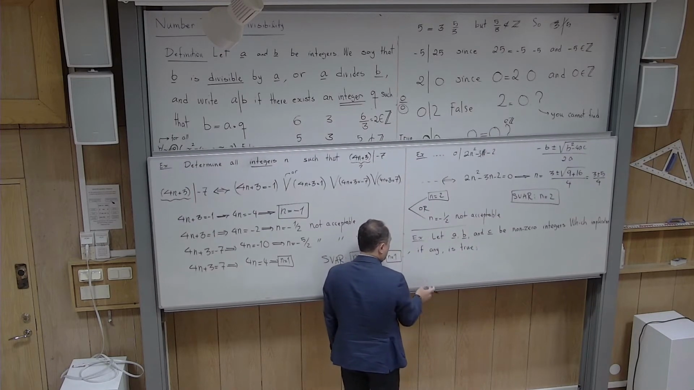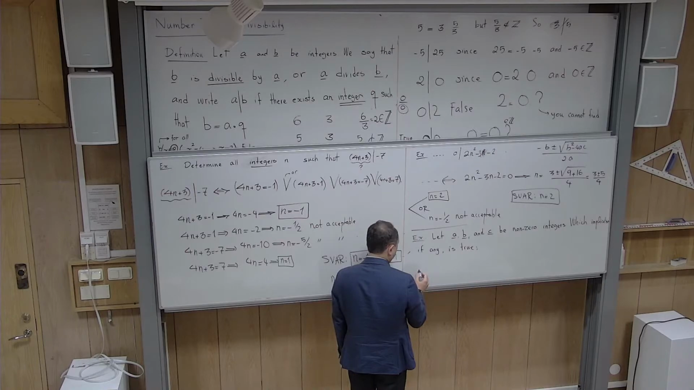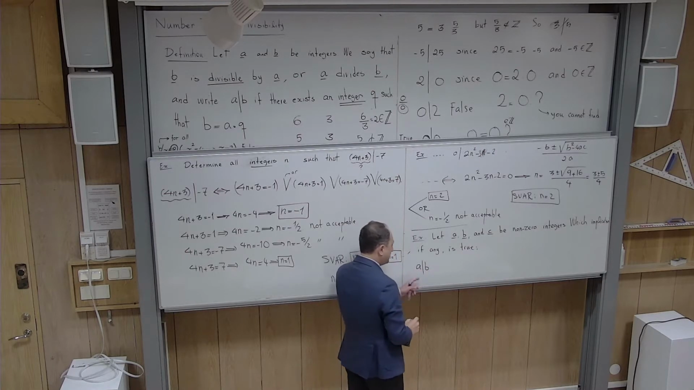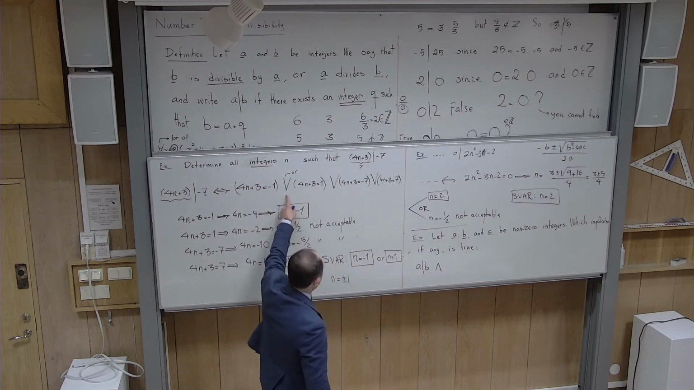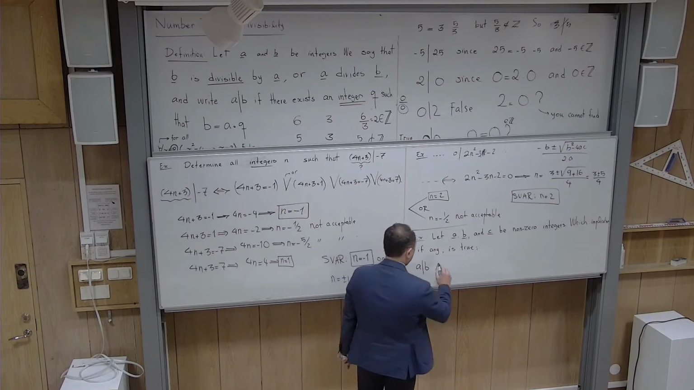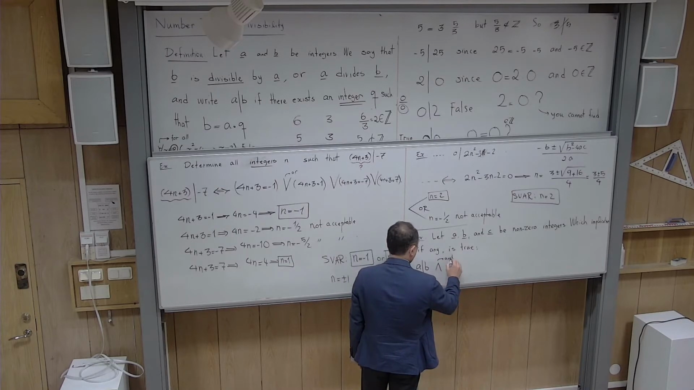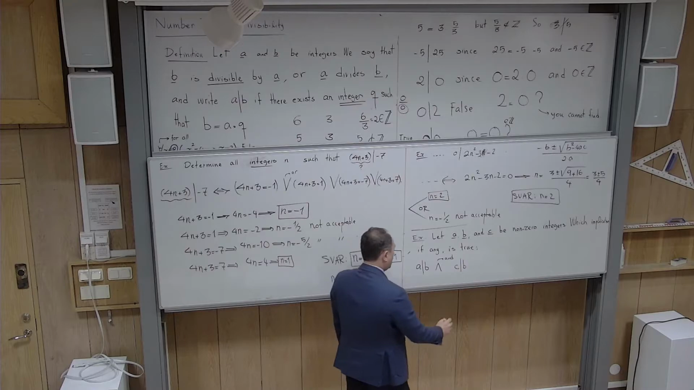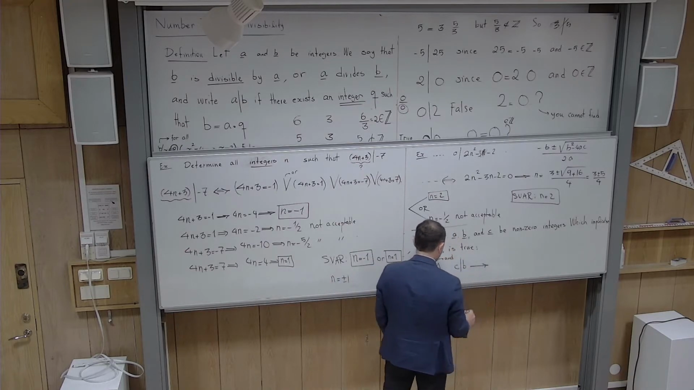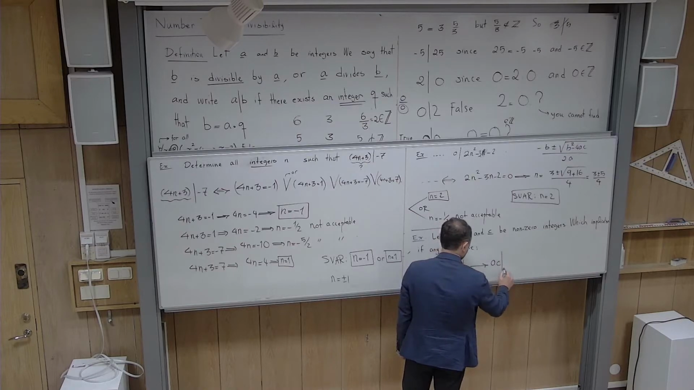So if you tell me that a divides b, and by the way, this is the symbol that I use for and. So this is or, and this I use is and, yes? If you tell me that c also divides b, can I conclude that a times c also divides b?